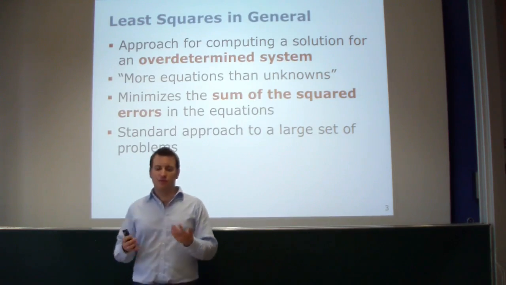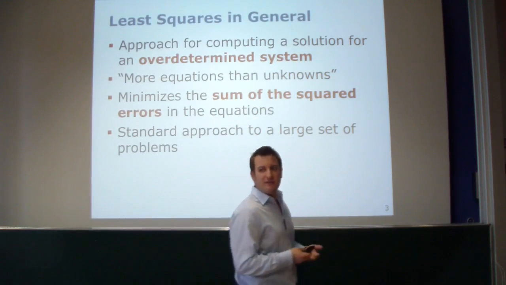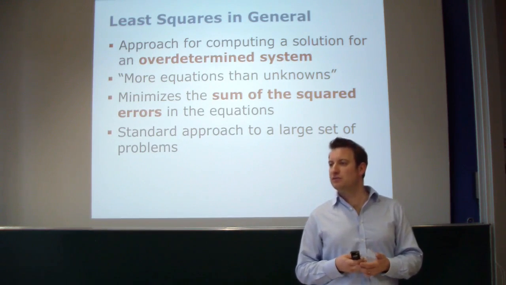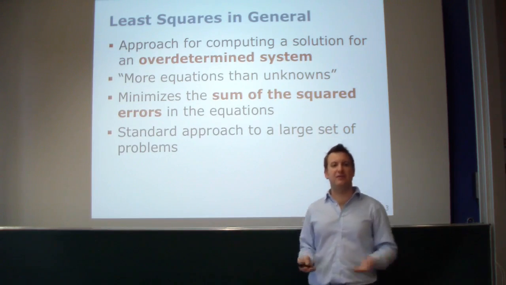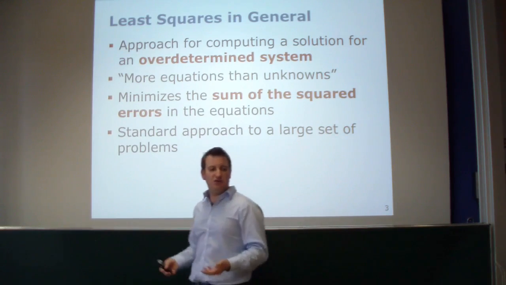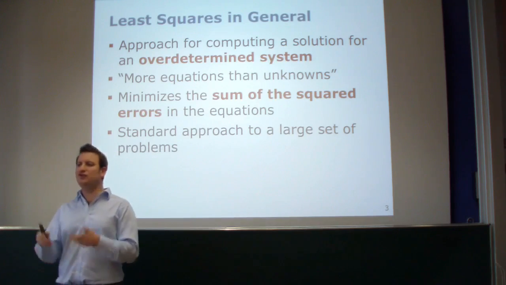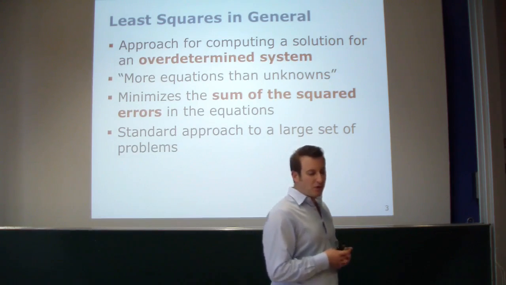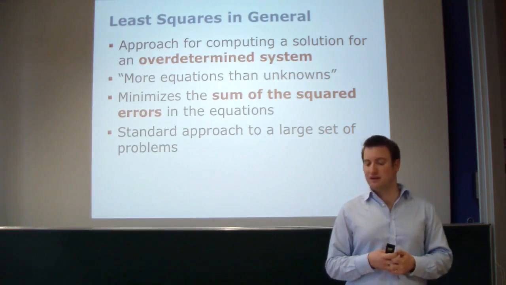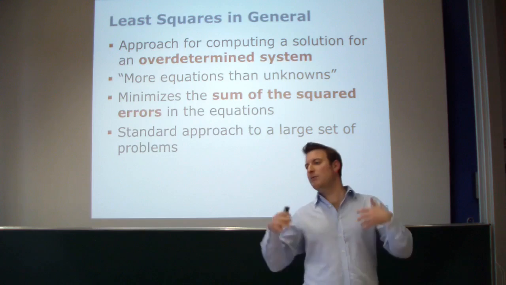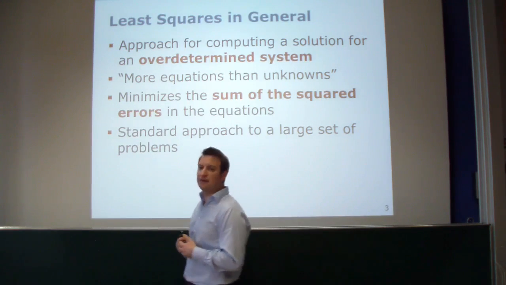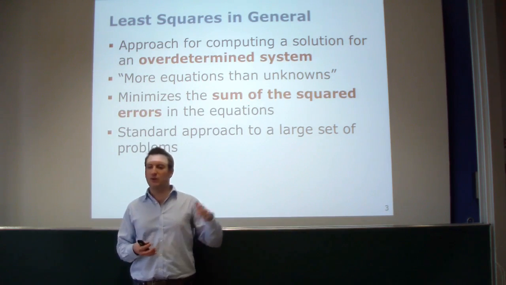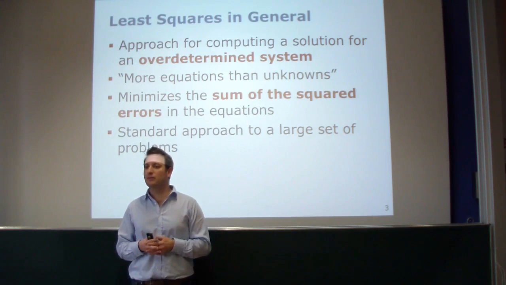So the idea is to compute a solution for a problem that is overdetermined. That means we have more equations than unknowns. So we have some information that we want to use to solve an equation or a system of equations, but typically we have more equations than unknowns. So more information than the unknown variables one has. What problem do we typically have in real-world situations when we are faced with such a problem?